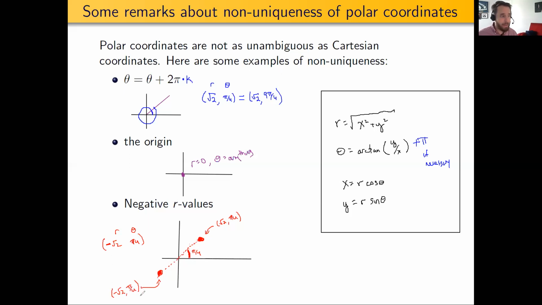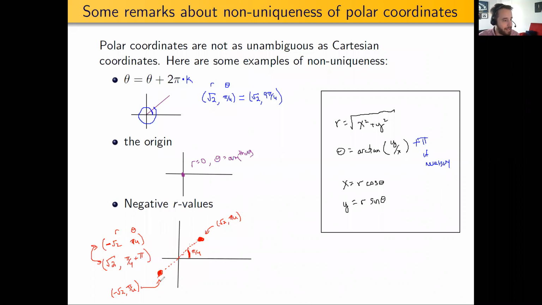Okay, so if we have a negative r value, we could proceed as if we were going towards our positive r value, computing that positive r value, and then we would end up flipping it across the origin to get the negative r value. In other words, this point right here is equal to the point that corresponds to a positive root 2 and then a pi over 4 plus pi, right?